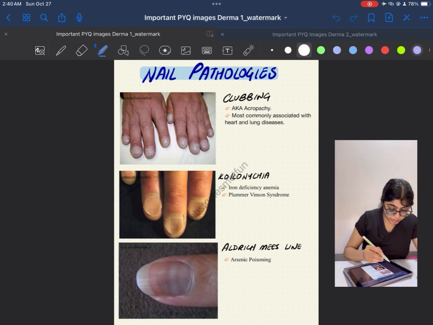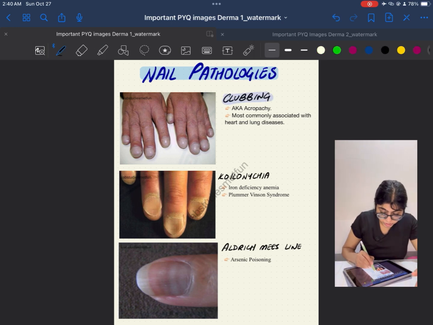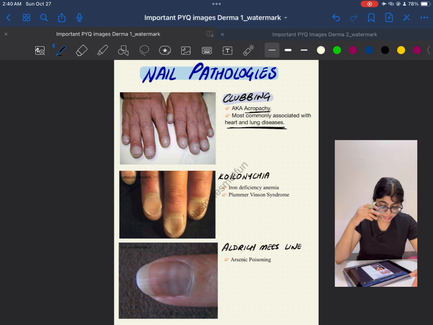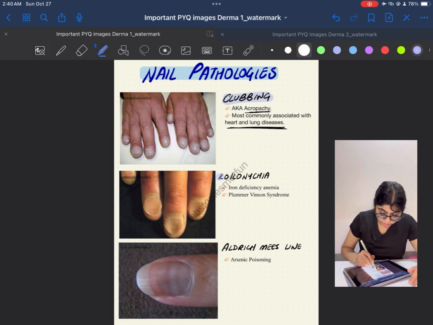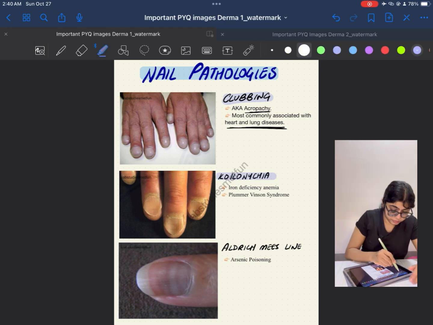The first one we have is clubbing, very common nail pathology, also known as acropathy. So it is most commonly associated with heart and lung disease. So what exactly is clubbing is the ends of the fingers along with the nails will look swollen, and that is what's called clubbing.